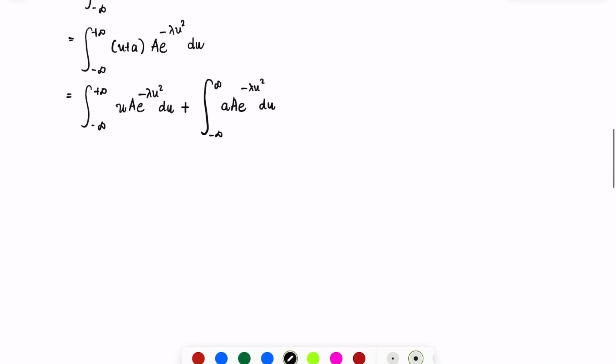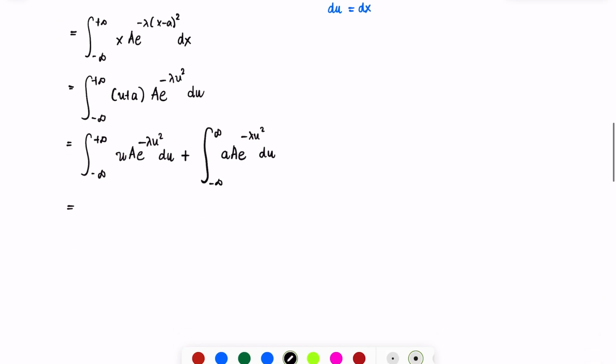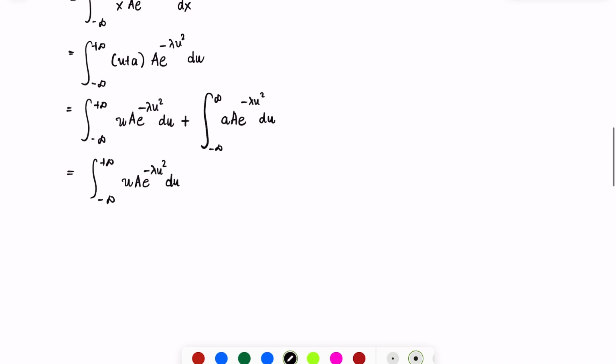All right, so we have to remember something. This a here is a constant, so it can be taken out of the integral, which I will do later, but this u is a function of x, so you cannot take it out of the integral. So this is going to be the integral from negative infinity to positive infinity of u a e to the negative lambda u squared du, but the next integral can have a taken out because it's just a constant, and then we have the integral of e to the negative lambda u squared du.